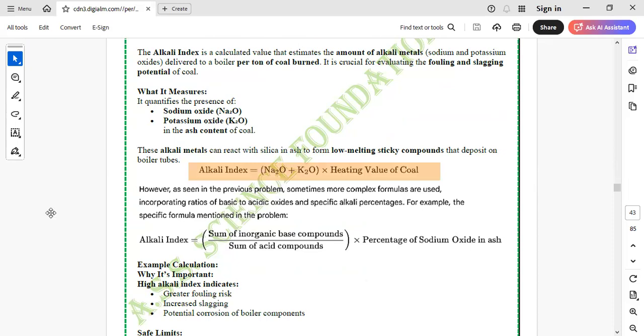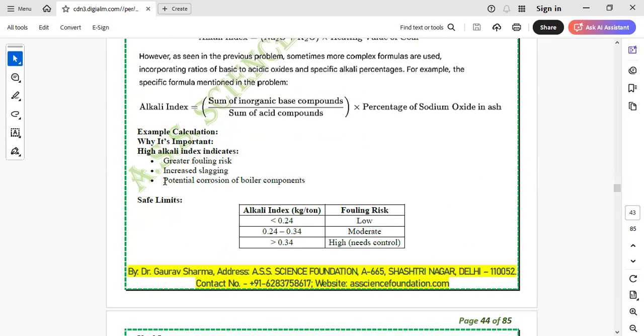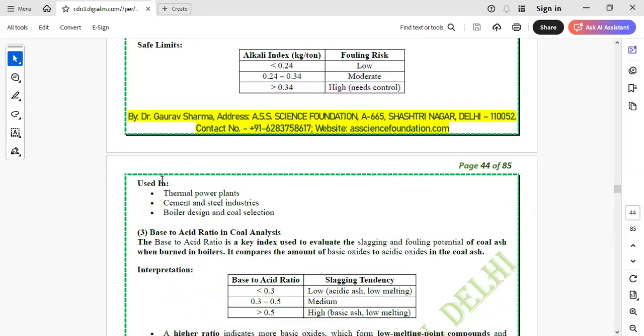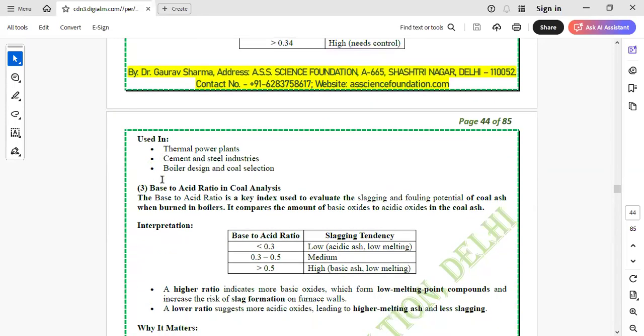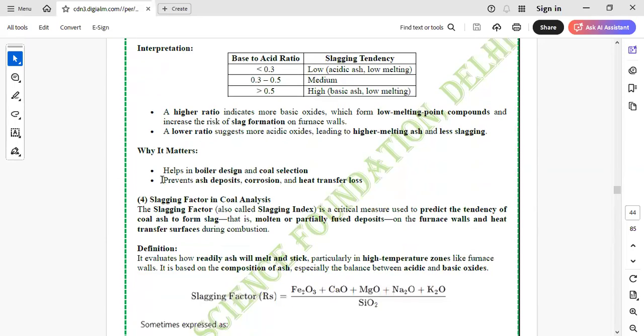Then they have given the values, right? How we can judge the fouling risk. If alkali index comes out to less than 0.24, low; 0.24 to 0.34, moderate; and more than 0.34, high. इसको अच्छे से guys you should read, because it might create another question for you. It is my expectation. Base to acid ratio is simply oxides of basic to that of acidic, and here they have given what the slagging tendency will be, so you should read that also, right?